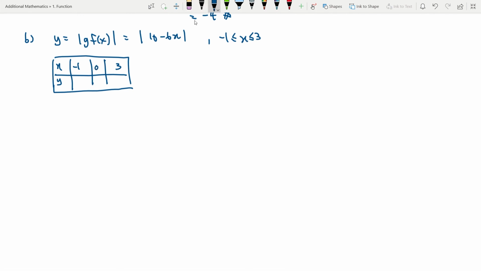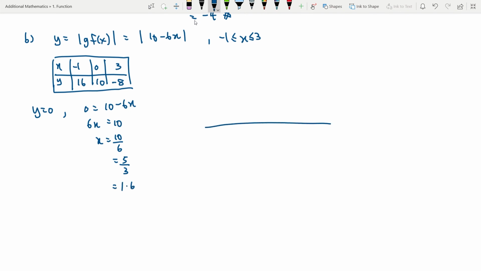When x is -1, 10 plus 6, 16. When x is 0, y equal to 10. When x equal to 3, 10 minus 18, we get -8. We find an extra piece of information. When y equal to 0, what is our x value? 0 equal to 10 minus 6x. 6x is equal to 10. x equal to 10 divided by 6, which is 5/3, which is 1.6.